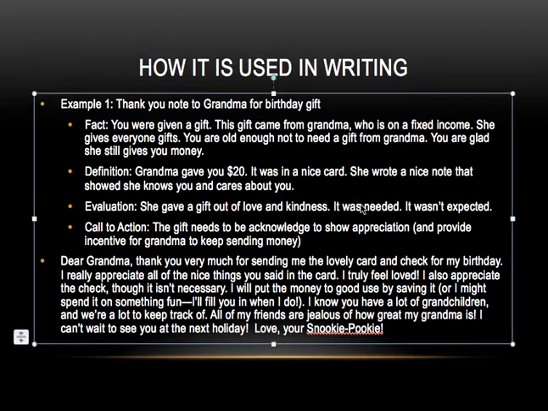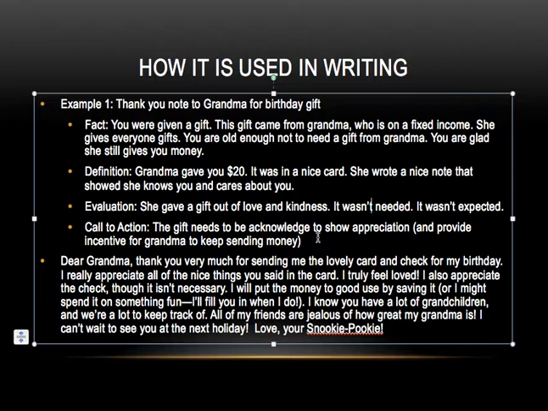Wasn't expected. So those are good things as evaluation, because you appreciate it. And call to action, it needs to be acknowledged. So you write, "Dear Grandma, thank you very much for sending me the lovely card and check for my birthday. I really appreciate all the nice things you said in the card. I truly feel loved. I also appreciate the check, though it isn't necessary. I'll put the money to good use by saving it, or I might spend it on something fun. I'll fill you in when I do.